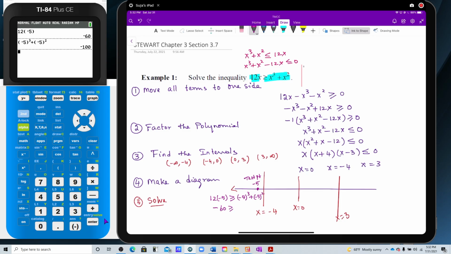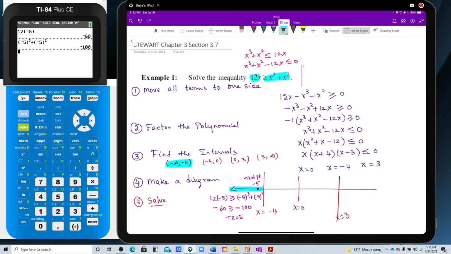Negative 100. Okay, so now the question is, which one is bigger? Is negative 60 greater than or equal to negative 100, or is negative 60 less than or equal to negative 100? And we always know that the more negative the number goes, the smaller it is. So technically negative 60 is greater. So this is a true statement. Now what is that telling me? That this piece is going to be in my answer. So the one I highlighted in blue, this interval, is going to be in my answer.